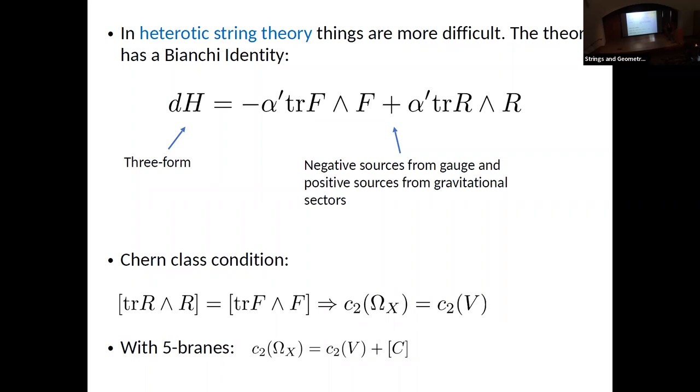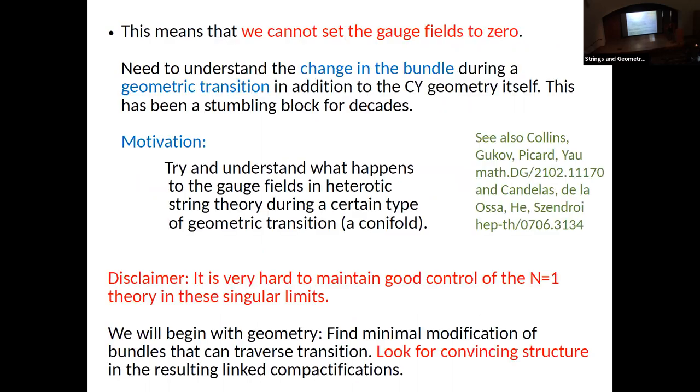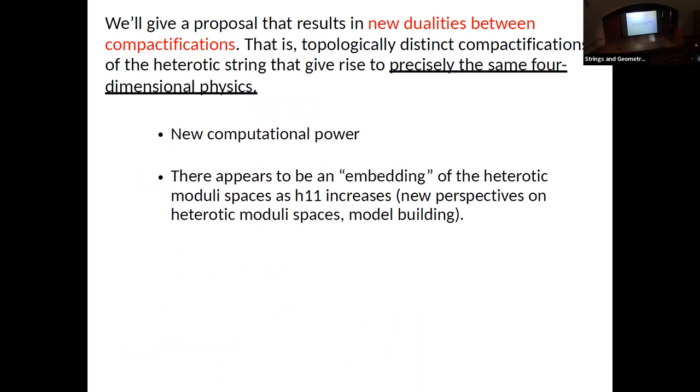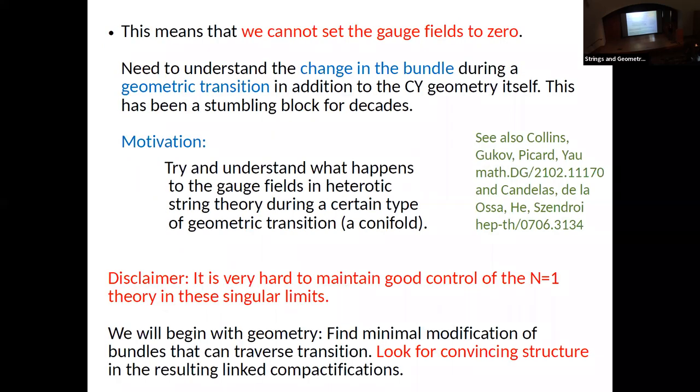The important point here, though, is that if you want to understand a conifold transition in this context, you have more geometry that has to come along for the ride. So it's not just what does the Calabi-Yau do. You now have to say, what does the gauge sector do across this transition? So we can't set the gauge fields to zero. Let's stay perturbative for a moment. So we need to understand the change in the vector bundle during a geometric transition in addition to the Calabi-Yau geometry itself.